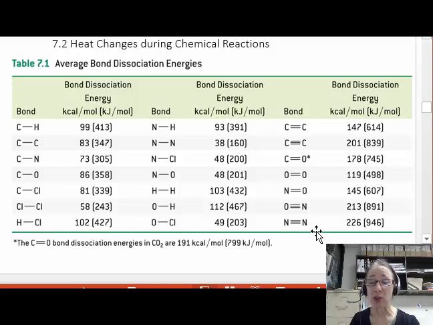Since the triple bond between two nitrogen atoms has the highest bond dissociation energy at 226 kilocalories or 946 kilojoules per mole, it is the most stable. This is the energy that would be released when the bond is formed, or the energy required to break this bond. We have evidence for the stability of this bond in our everyday life. The nitrogen in our atmosphere is triply bonded, and it is very non-reactive.